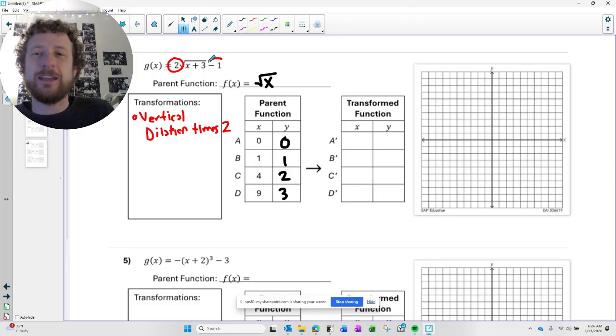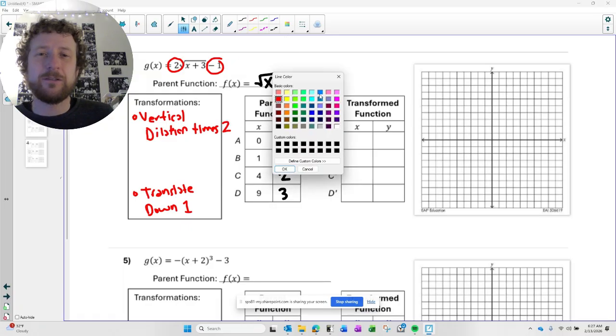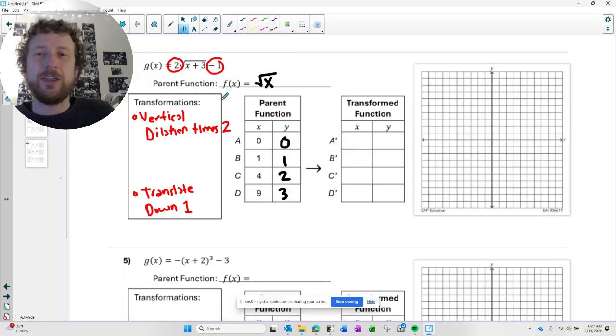This outside here, that is outside the square root, outside the function. That is a translation. We translate down 1. It says minus 1, we go down 1. And then anything inside the function will be an x transformation. We'll translate horizontally.